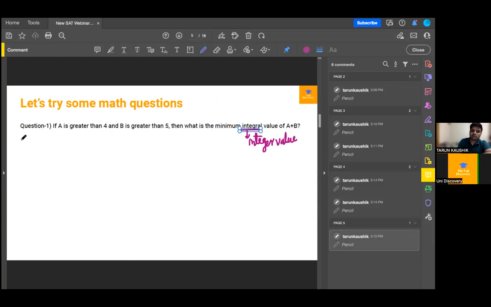I want every one of you to try this question, and then we'll discuss your way of solving this question as well as the SAT way of solving this question.